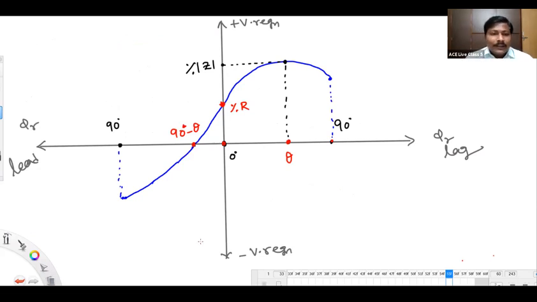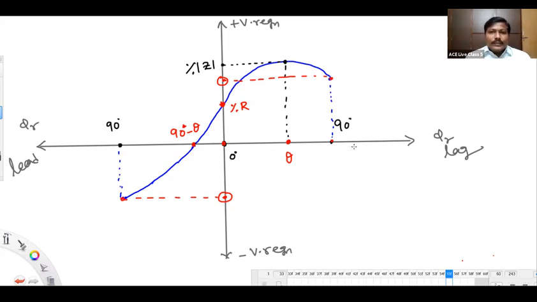Now, tell me please, for 90 degree lagging side, what is the voltage regulation? And for 90 degree leading side, what is the voltage regulation? Tell me please. 90 degree lagging side, how much? 90 degree leading side, how much? I have explained that earlier. Lagging equation we have derived. Leading equation will be just a sign change, right?